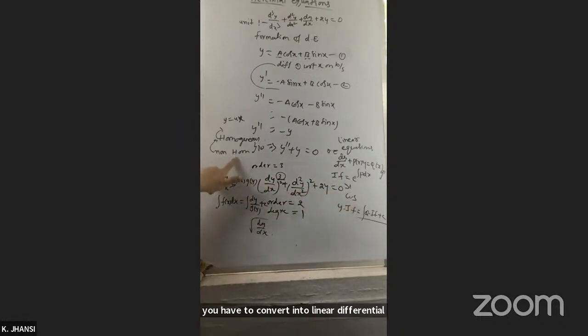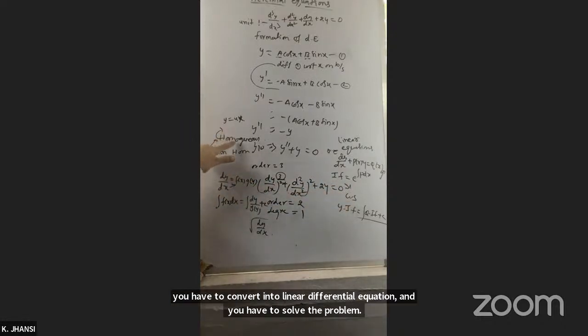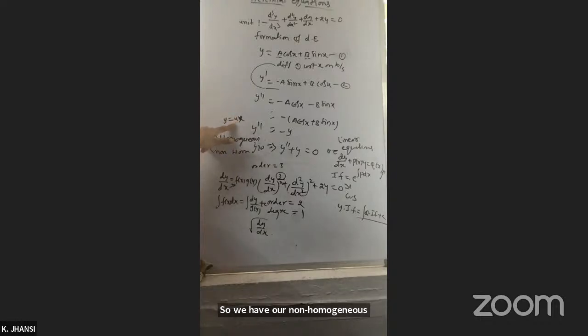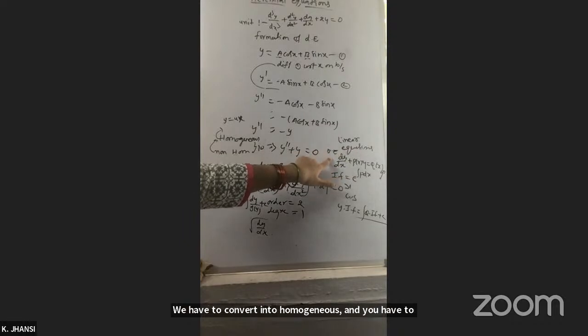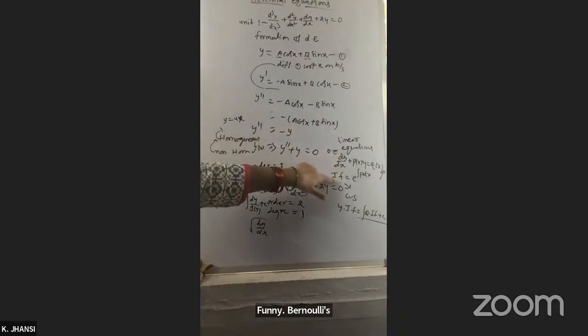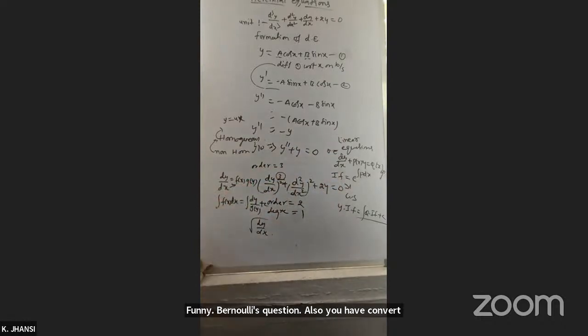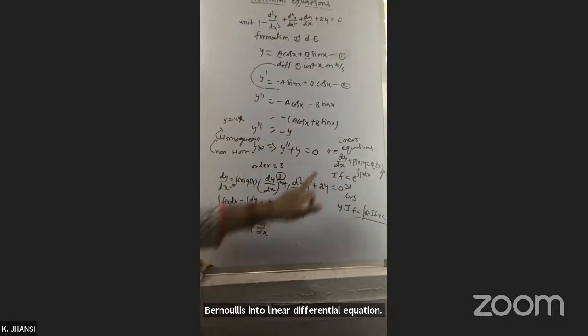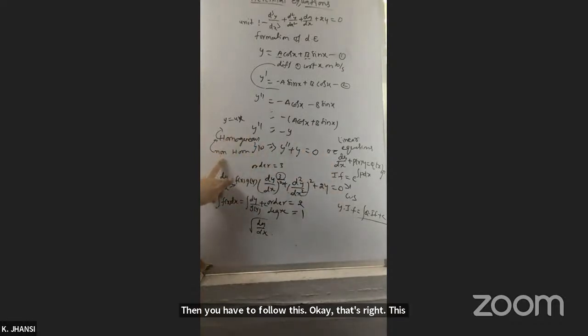How do we handle non-homogeneous? Non-homogeneous, you have to convert into homogeneous, substitute this, and solve the problem. For Bernoulli's equation also, you have to convert Bernoulli's into a linear differential equation, then follow this rule. That's why this topic is asked as a 10 marks question, this one and this one. From these three topics, you will get any one question for the 10 marks question.